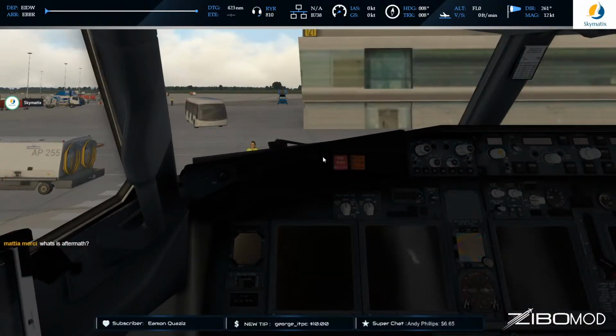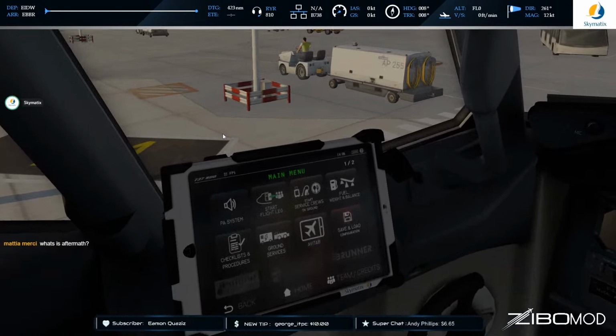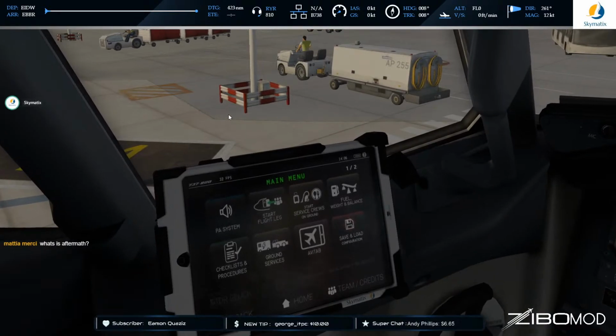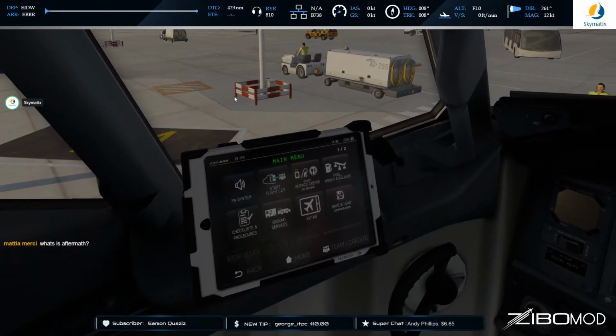Alright, so no FPS loss. Thank goodness for that. It's fairly stable. Same thing. Alright, so that's a plus.